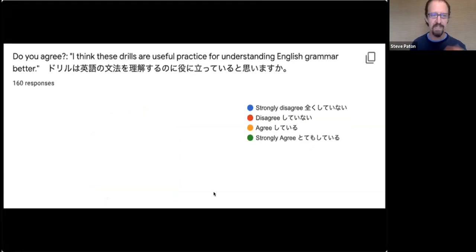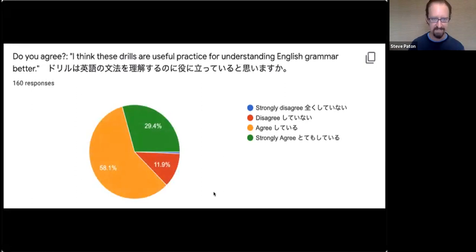Next one, I think these drills are useful practice for understanding English grammar, right? So that's a sort of receptive thing. When we're understanding, that's more what they're inclined to be doing in classrooms, listening and getting knowledge. So does it apply there as well? Because that might be more meaningful to them, because that's all they've ever done, perhaps. And again, yes, right? Green and yellow here showing around the 90% mark, consistently. Again and again.